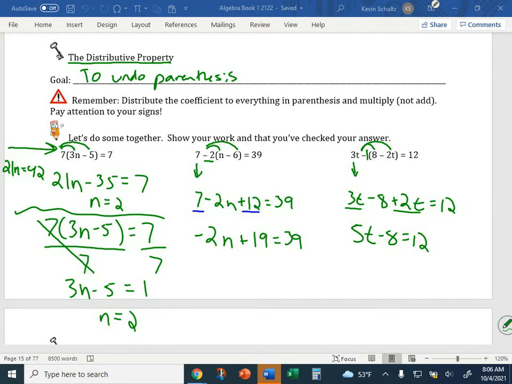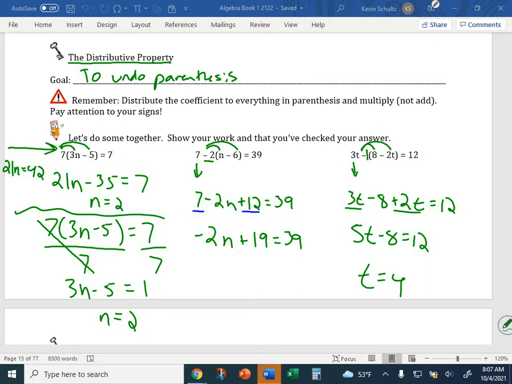Check your answer. Okay. Solving this out, we get t to equal 4. Adding 8 to 12 gives us 20. Divide 20 by 5, we get a value of 4.